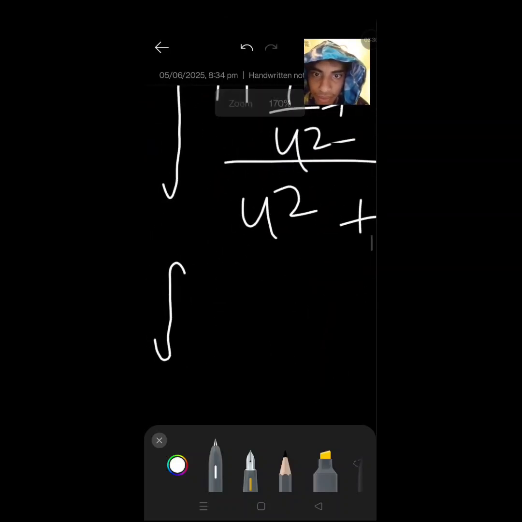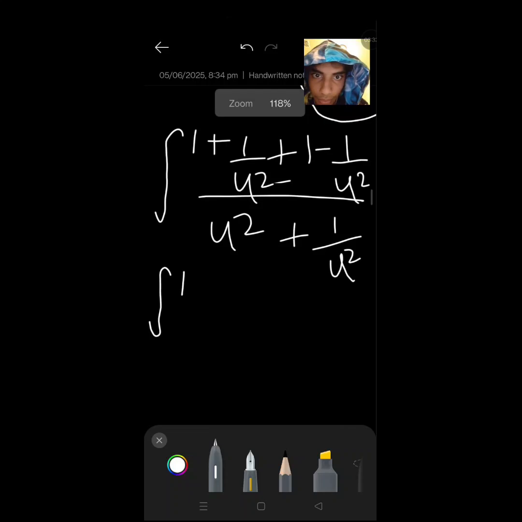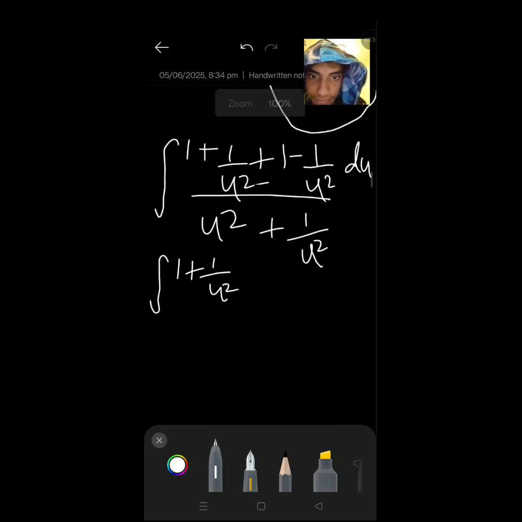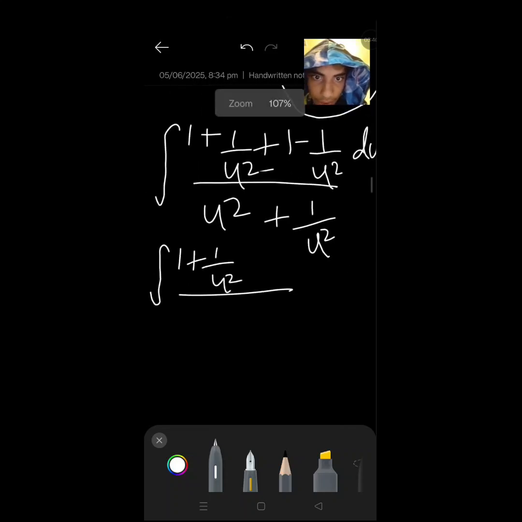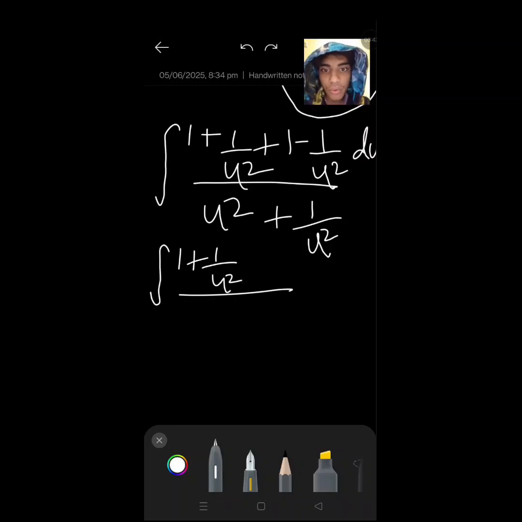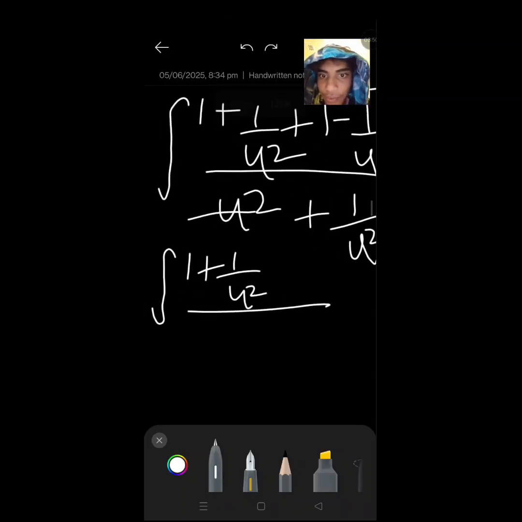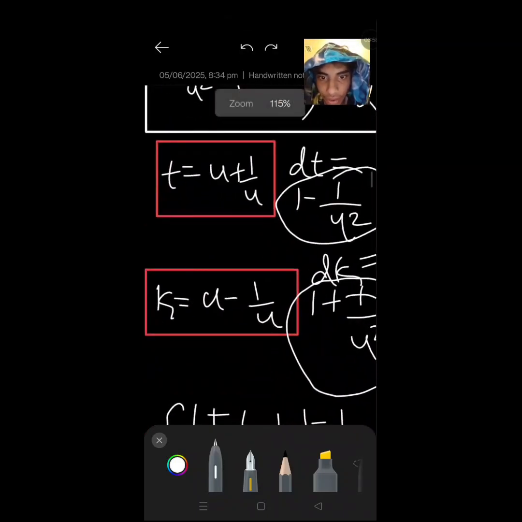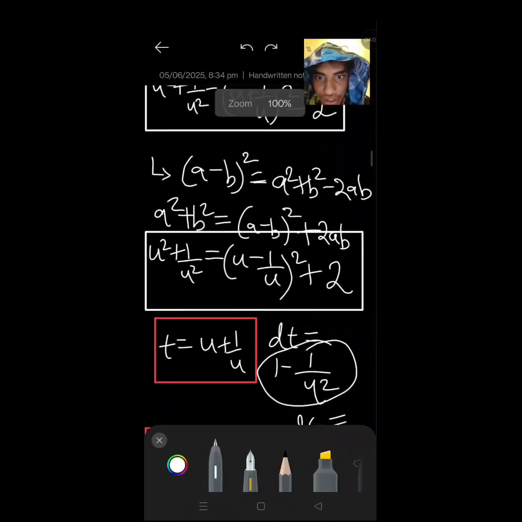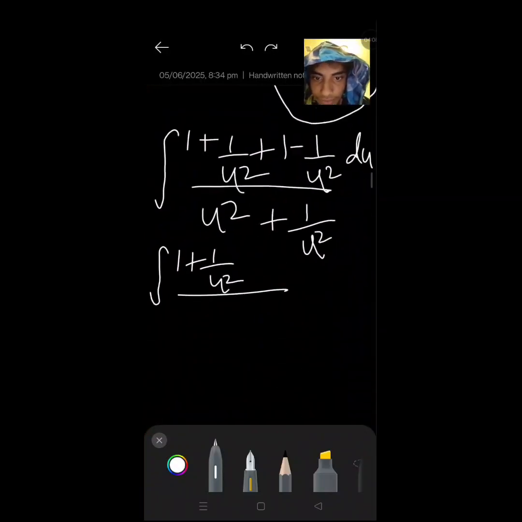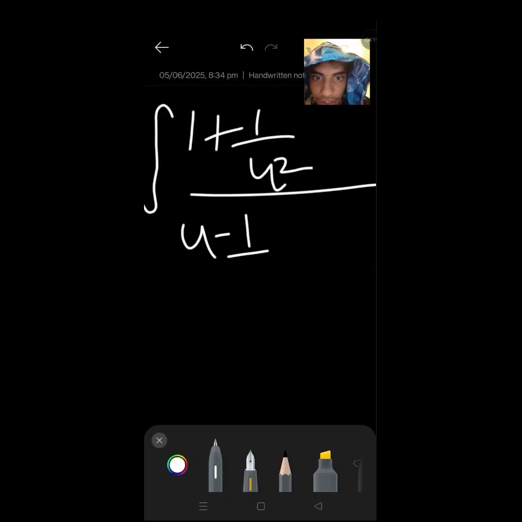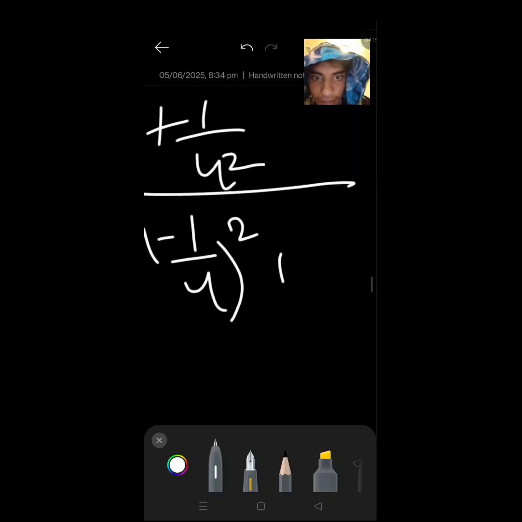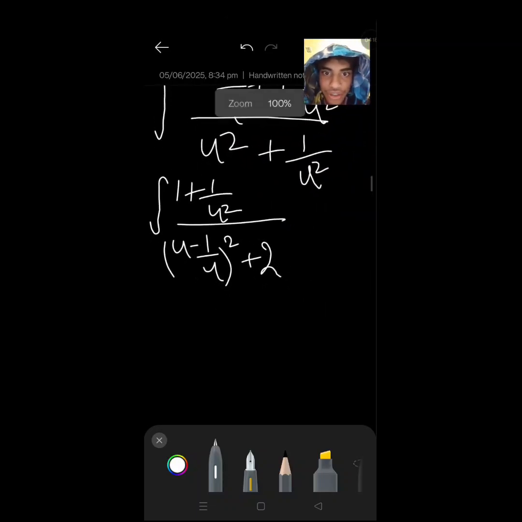First integral will be 1 plus 1 over u squared divided by, now this we have to find which way to express, right? Which way should we use to express u squared plus 1 over u squared? Now for that we need to look at this. How did we get 1 plus 1 over u squared? By differentiating what? u minus 1 over u, which is present within which function? This function. So which method will be used to rewrite it? u minus 1 over u whole squared plus 2. This is how we're going to rewrite this particular function.